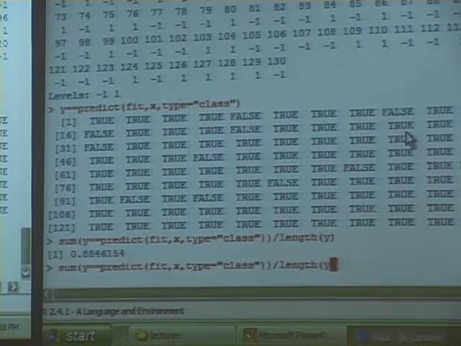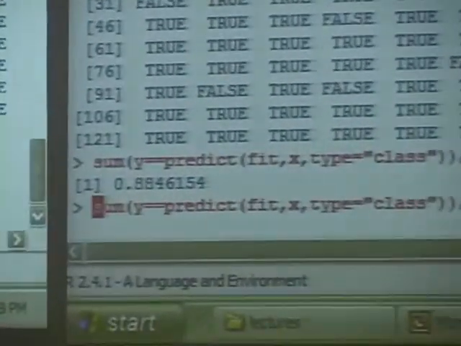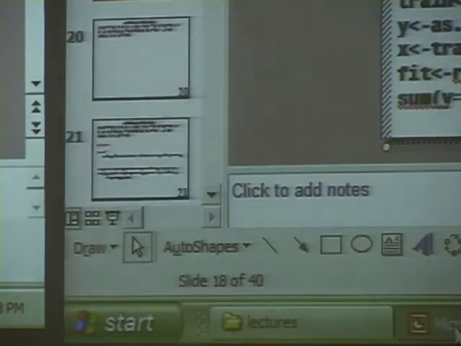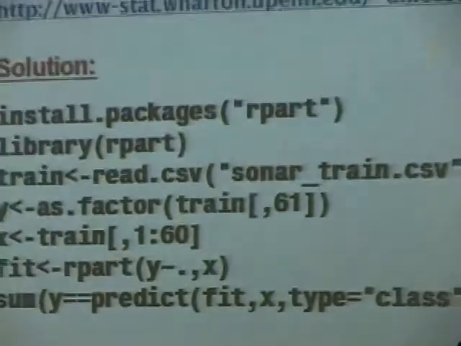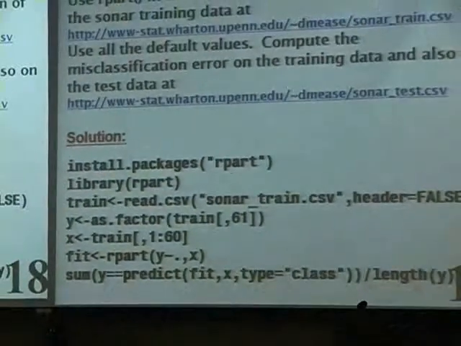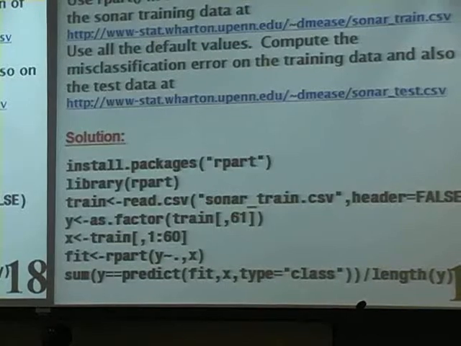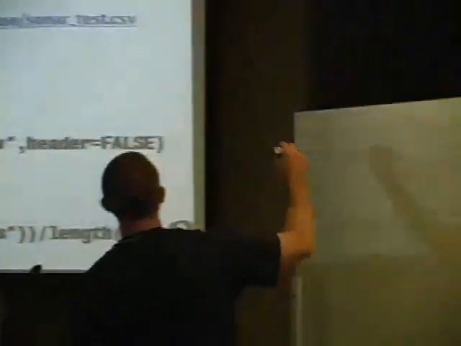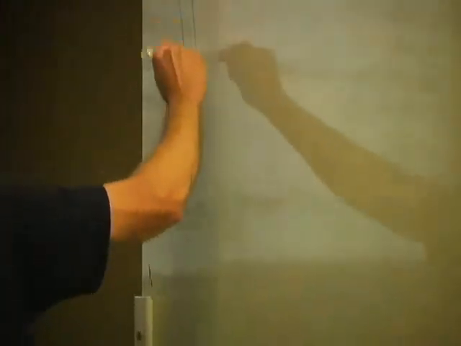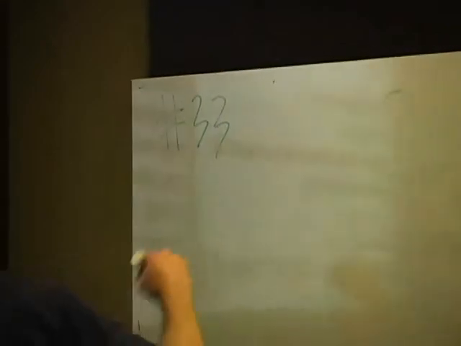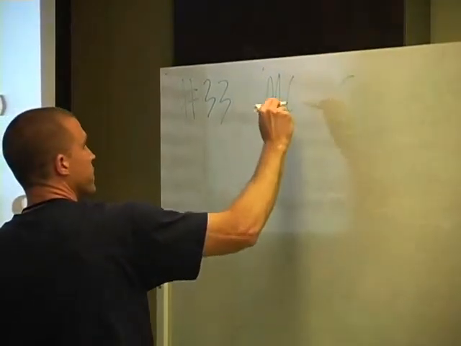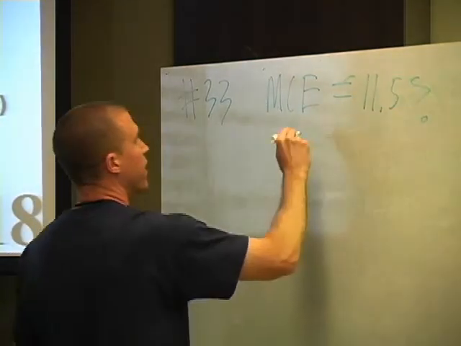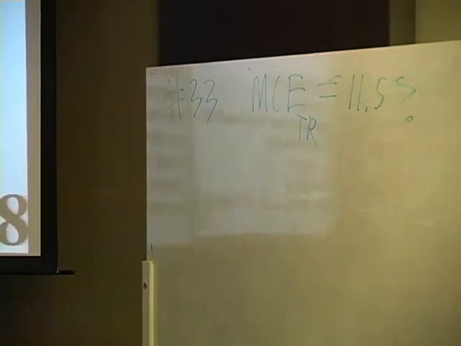Okay, so in other words, the misclassification error on the training data is like 11.5%. I want to make a note of it because we're going to compare some models. So this is number 33. This is the default call to rpart with this data. And I got 11.5% misclassification error. That's on the training data, though, okay, which I don't really care about.